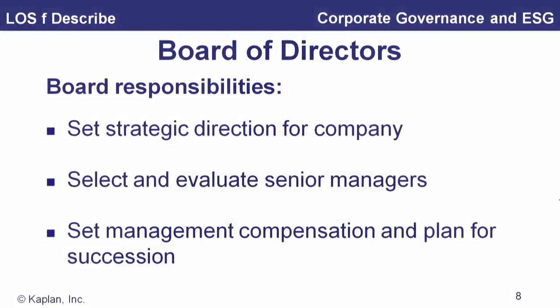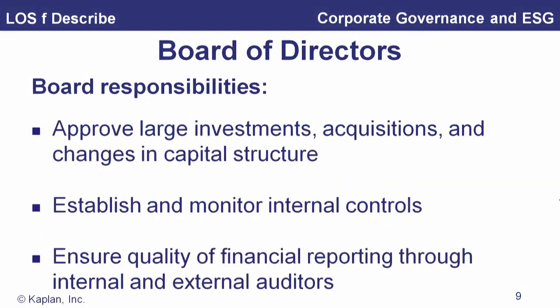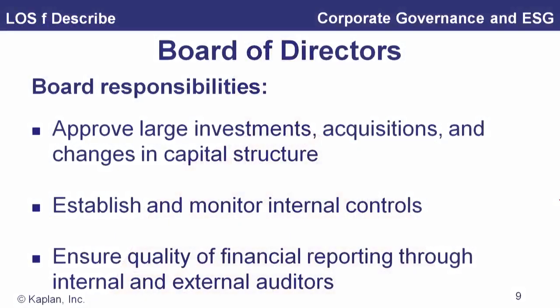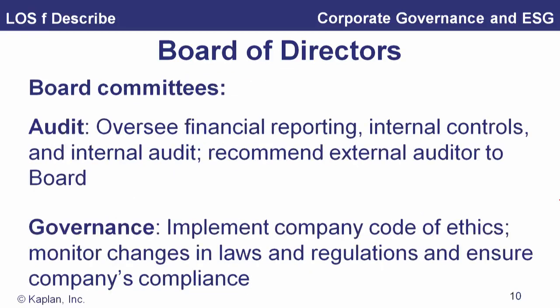The responsibilities of the board are to set the strategic direction for the company and evaluate senior managers and their compensation and a plan for succession. They approve large investments. If there are acquisitions or a change in capital structure, they're going to issue a bunch of debt and buy in a bunch of stock, things like this. These need to be approved by the board. The senior managers just can't undertake these sorts of changes on their own. The board also establishes and monitors the internal controls and sets up the processes for corporate governance. And they also ensure the quality of the financial reporting through both internal audits and their selection and management of external auditors.